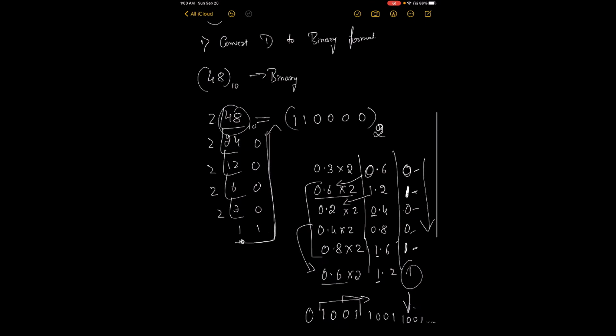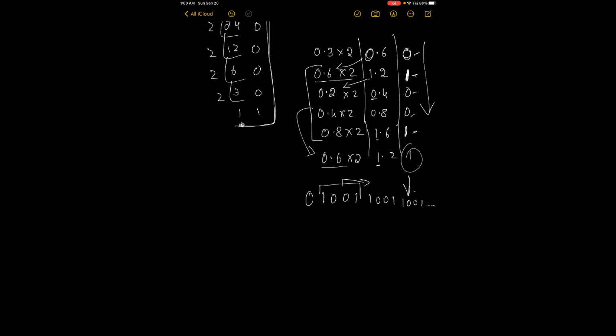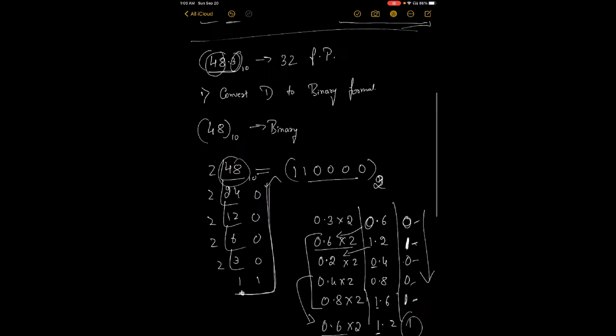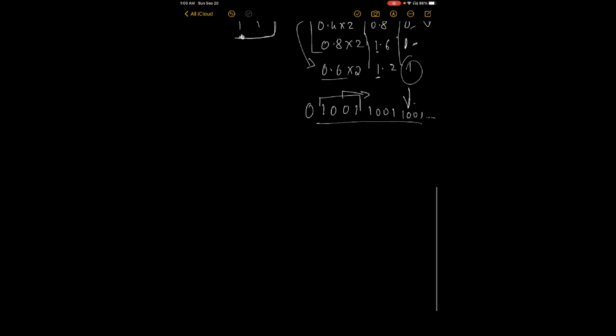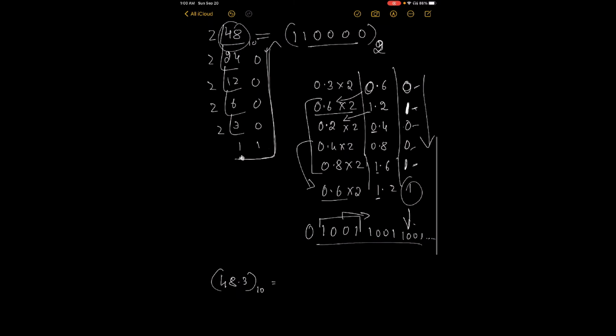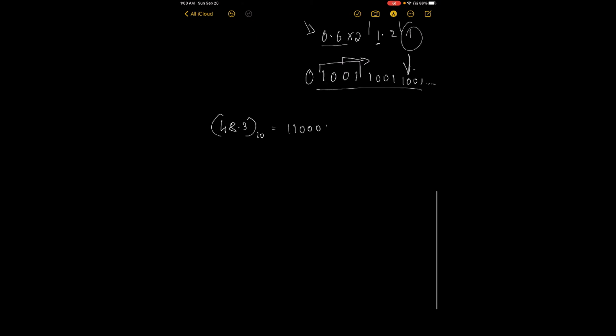Now we have the binary conversion of 48 and the binary conversion of 0.3, the fraction part. When you put them together for 48.3, which is in decimal, in binary it will be 110000.